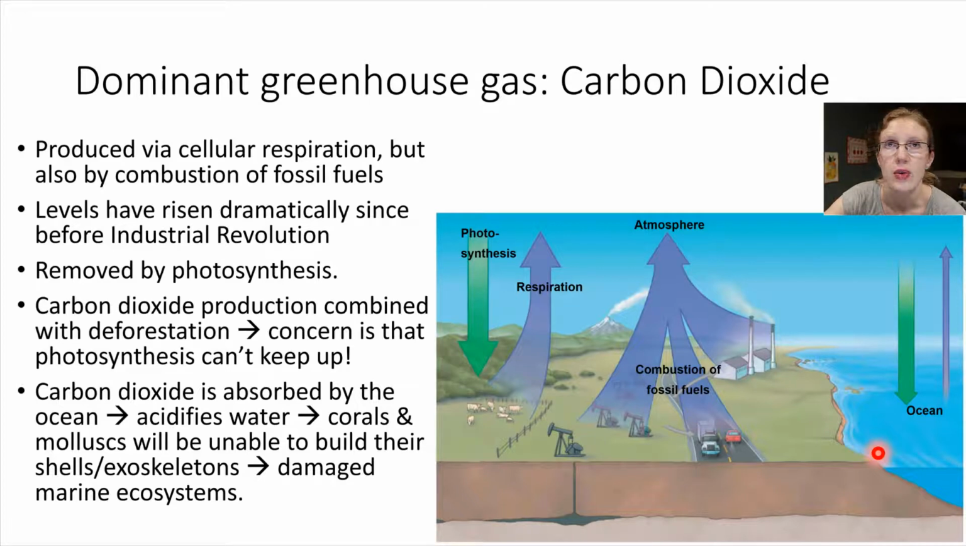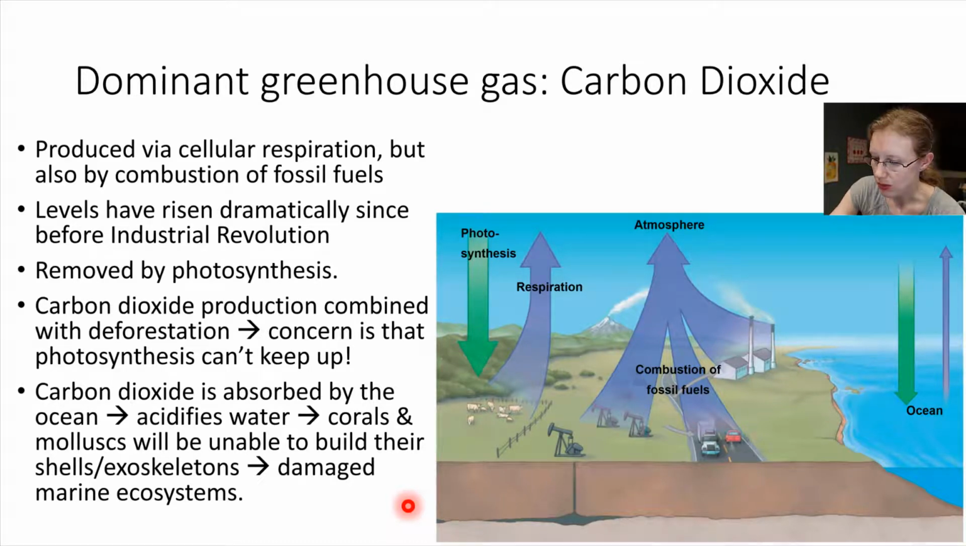That in turn will affect many things that live in the ocean. Just to give one example, corals and mollusks, these are organisms that would no longer be able to build their hard shells or exoskeletons because the calcium gets pulled out of them if the water is too acidic. So that very much leads to damaged marine ecosystems.